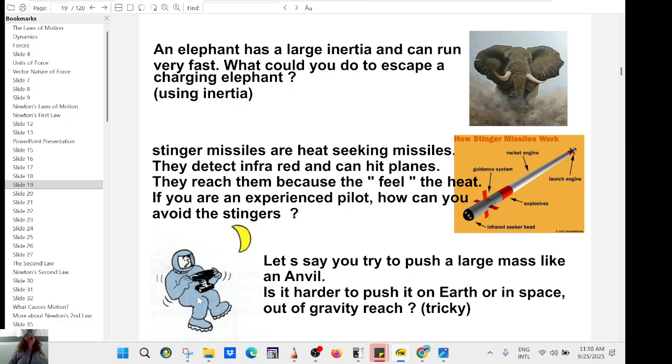Now, here is a misconception. Of course, it's going to be easier on the moon to lift a mass because there is less weight. Is it easier on the moon to push the same mass than on the Earth? Push, not lift, push. No, it will be as hard, because inertia will be the same. You go to the moon, the mass will be the same. It will be easier to lift, but as hard to push.